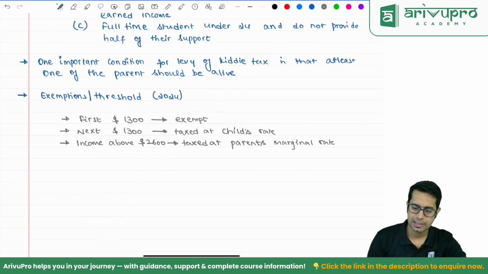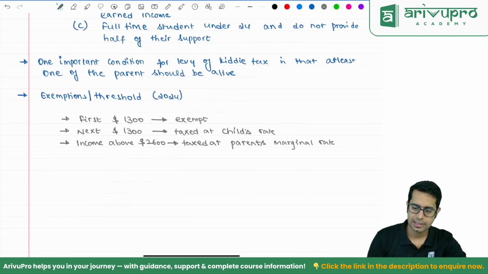Now, sir, Kiddie tax is applicable only on which income, sir? Unearned income of a child. If there is any income from his investment, then only it is applicable, and that income should be more than $2,600. There is one more condition. What is that condition? That income should be more than $2,600. Sir, is there any exception, sir? Are there any cases where this will not be applicable at all?